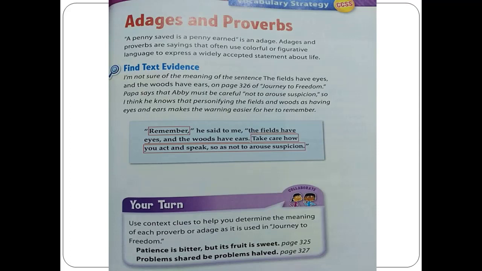So I think he knows that personifying the fields and woods as having eyes and ears makes the warning easier for her to remember. Dear students, we have discussed in literary terms that personifying means giving qualities of an animate thing to an inanimate thing. Now here, fields and woods have eyes. Obviously fields and woods don't have eyes and ears like human beings, but here it is used figuratively, personification, to give living qualities to non-living things.